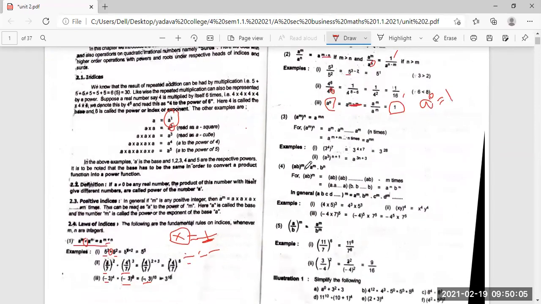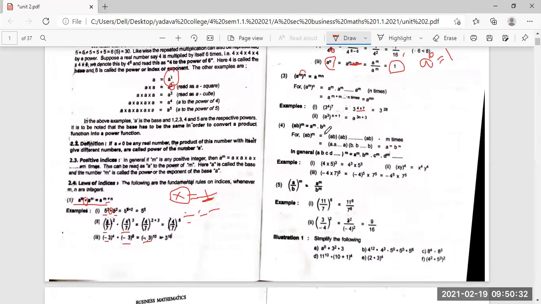Then coming to the next, a to the power of m the whole power n. We have to multiply m into n, that is a to the power of m into n. For example, 3 to the power of 4, the whole power of 7, that is 3 to the power of 4 into 7. Here, 3 to the power of the whole power of n plus 1. So we have to multiply the 3 with n plus 1, so 3n plus 3.